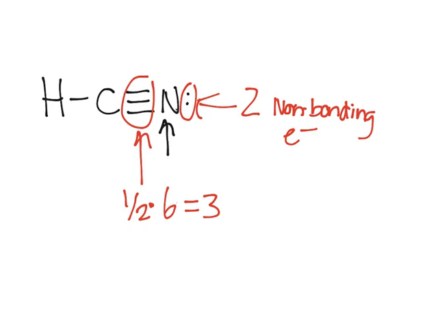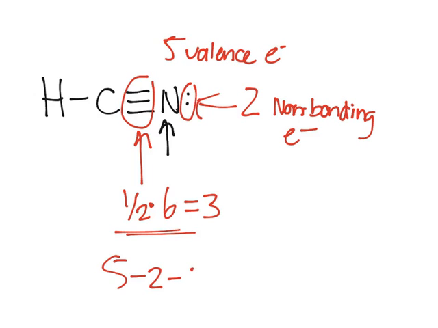We also know that nitrogen, being in group 5, has 5 valence electrons. The formula is number of valence electrons minus number of lone pair electrons minus 1/2 of the bonding electrons. To tell you the truth, instead of doing this whole formula, you could just count how many bonds it has. So this would be 5 minus 2 minus 3 equals 0. So it's a neutral formal charge. Let's try another example.